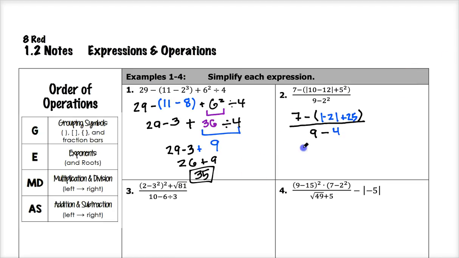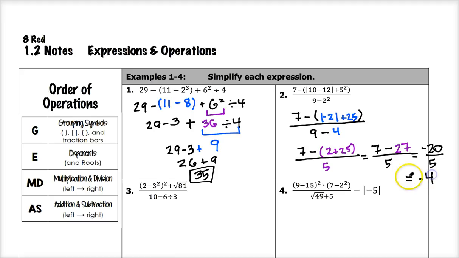Okay, below that now, 7 minus the absolute value of negative 2, which is 2. So this is going to be 7 minus the quantity 2 plus 25, all over 9 minus 4, which is 5. So our denominator just becomes 5. So now we have 7 minus, well, 2 plus 25 is 27. So this is 7 minus 27 all over 5. 7 minus 27 is negative 20, so this becomes negative 20 all over 5, and negative 20 divided by 5 is negative 4. So negative 4 is what that simplifies down to.